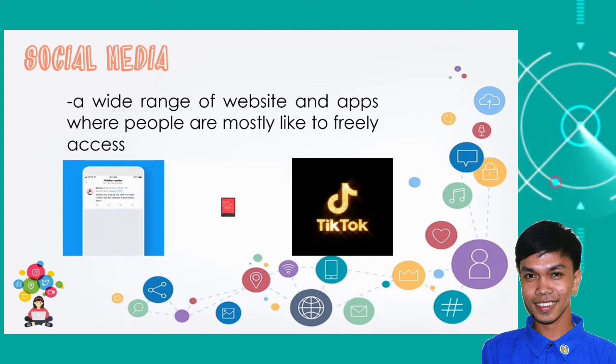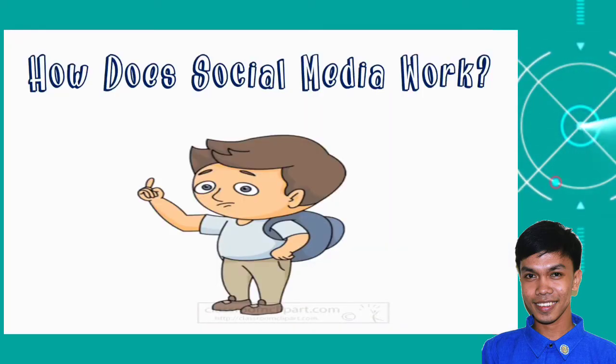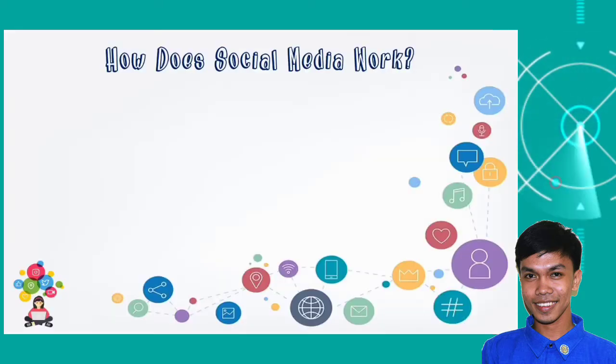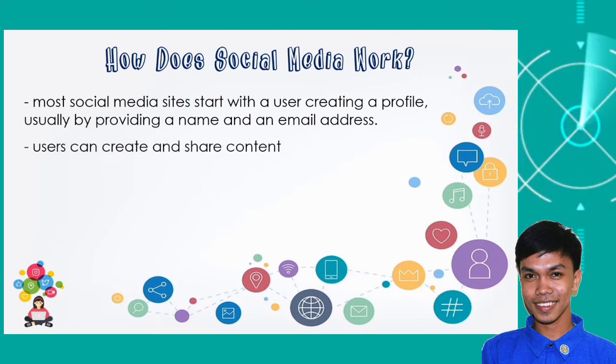Now that we know the various definitions of social media and what is it all about, let us proceed to the question: how does social media work? Since social media covers so many different kinds of websites and applications, the function of these tools also varies. However, most social media sites start with a user creating a profile, usually by providing a name and an email address. Once a profile has been created, users can create and share content.